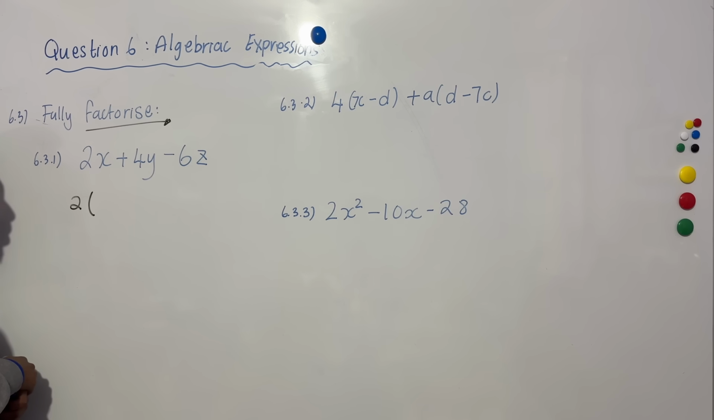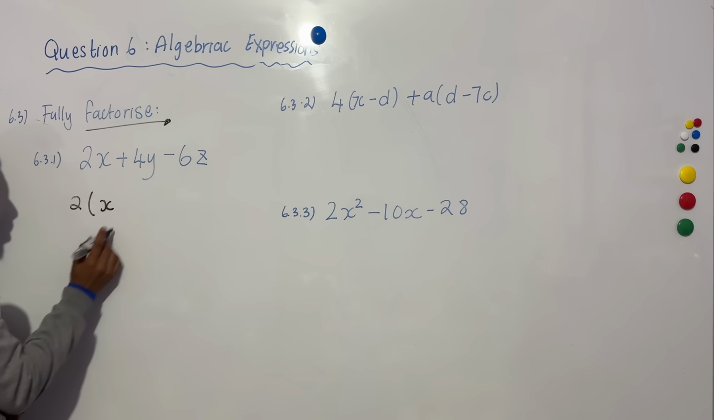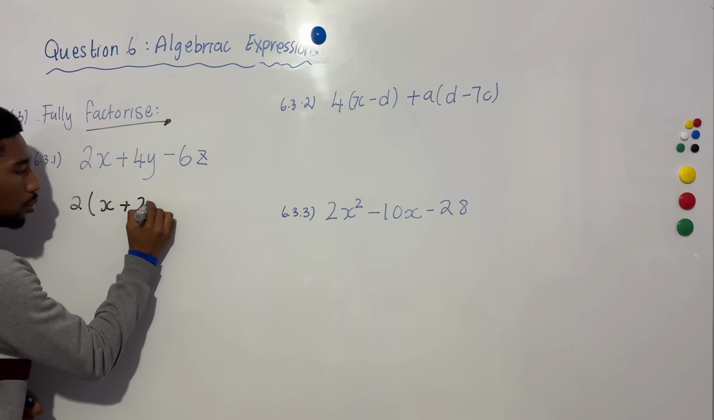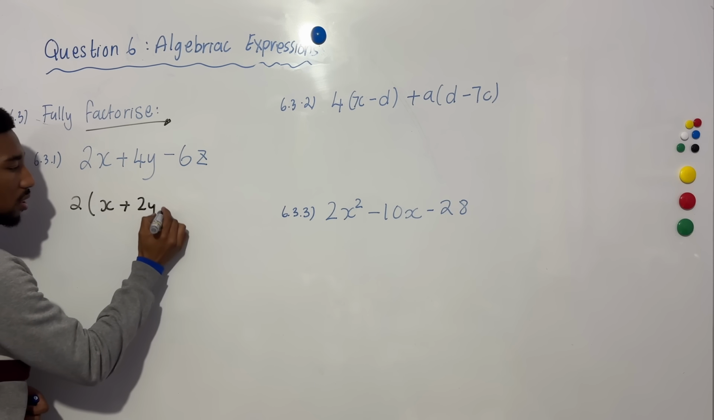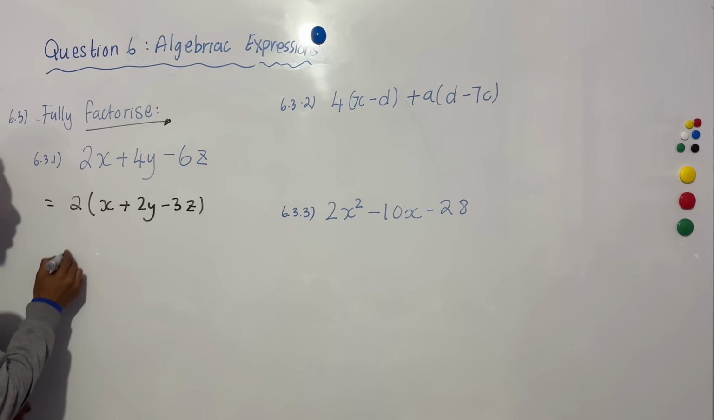We make brackets. 2 divided by 2 here, so we are just left with the x. Plus the 2 divided by the 4y, we are left with 2y. And the 2 divided by the 6 is minus 3z. That's it.